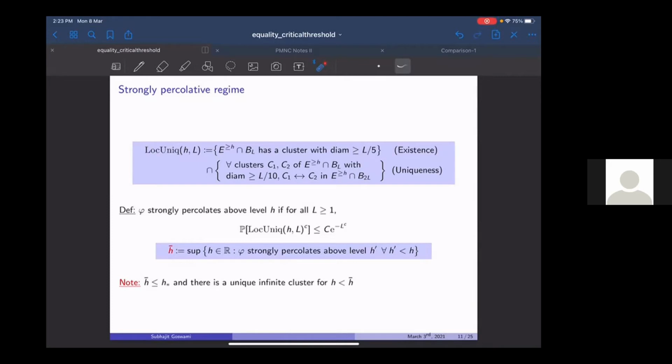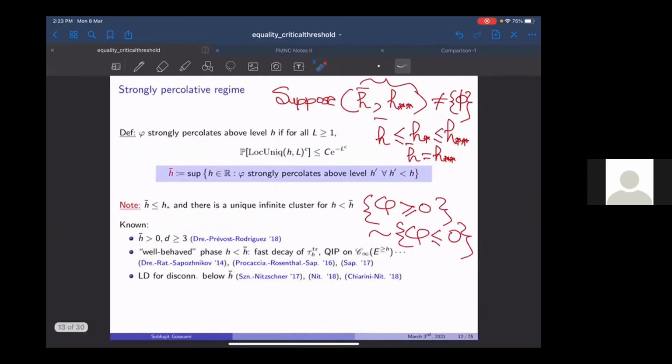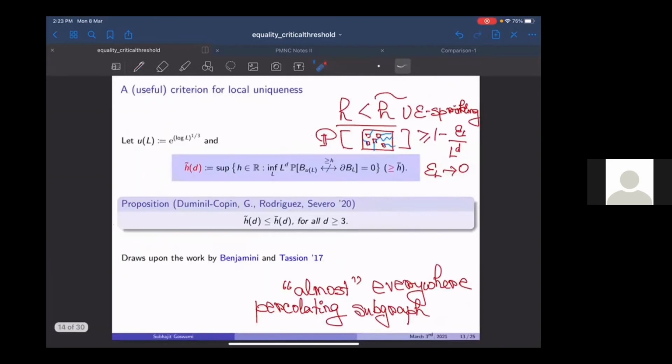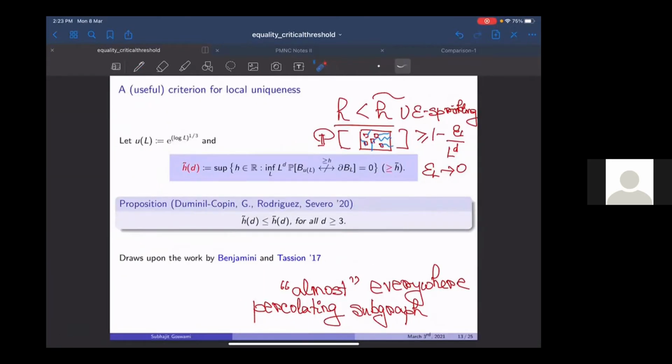Then what you do is start from there and do a renormalization to arrive at the probabilities that you see here. This is not very clear, I know, but I'll touch upon it very briefly in the next one. But believe that. That proves that h tilde is less than or equal to h bar, because you start from any h strictly less than h tilde, you have this almost everywhere percolating picture, and you arrive at h bar, at a strongly percolative picture that you should see below h bar.